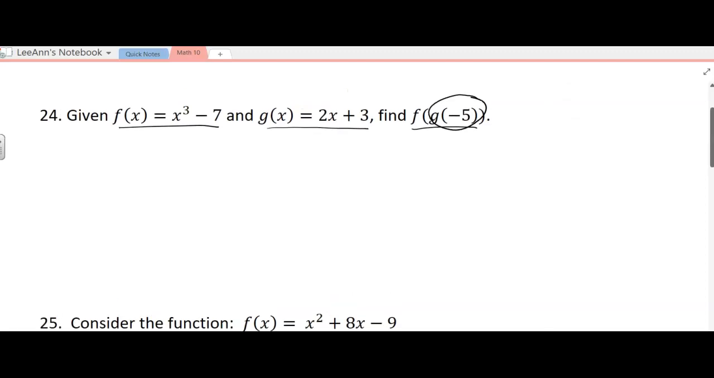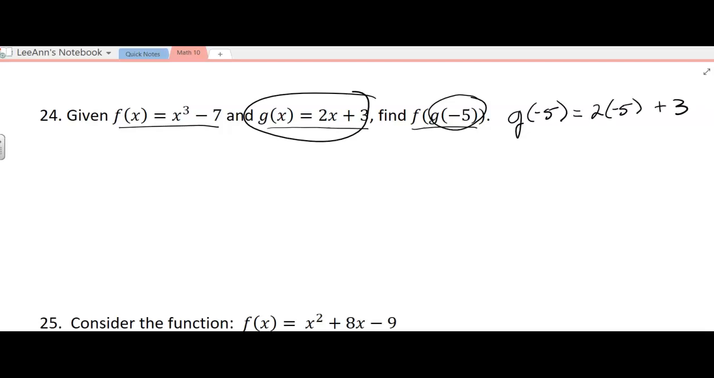find g of negative 5. So what's g of negative 5? Well, you're going to take this g function and you're going to put in a negative 5 for x. So 2 times negative 5 plus 3. Hopefully you see it. This was g of x. I'll write it above it so you can see it. 2x plus 3. So you're putting in a negative 5 for x.